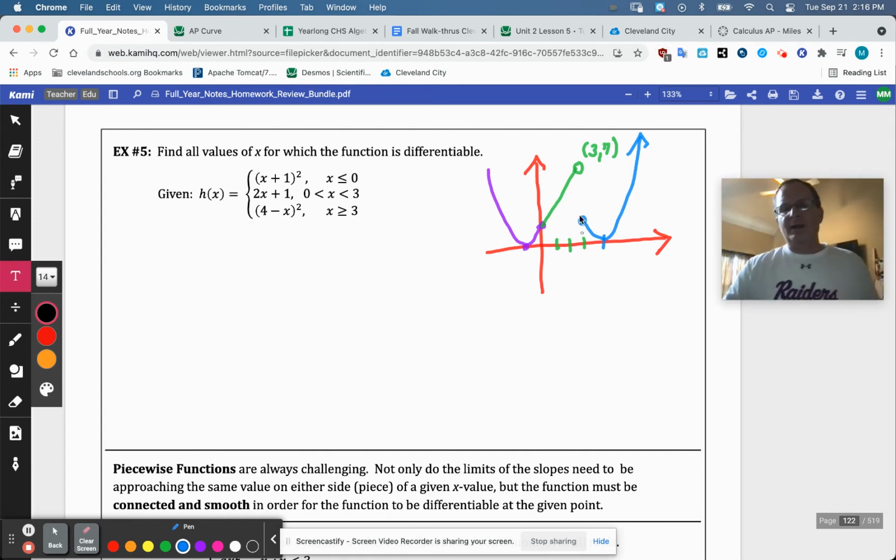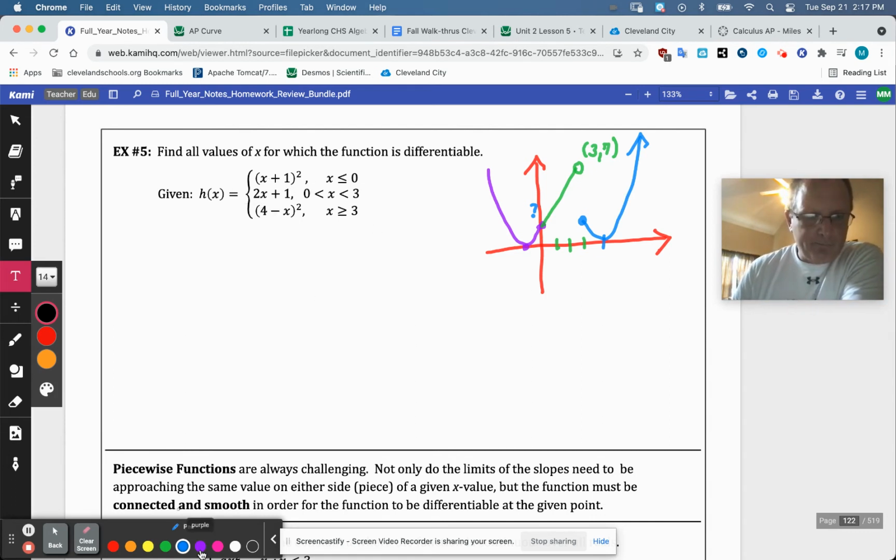Obviously, we've got a major issue at 3. Not differentiable there. But the question is, what about right here? Is that a smooth transition? Obviously, it's continuous, but that doesn't imply differentiability. I could have a cusp there that is ever so slight. In other words, if the derivative of the purple at 0 is not 2, as is the derivative of the green, we've got a little cusp there that we couldn't see. I know the slope of the green is 2.